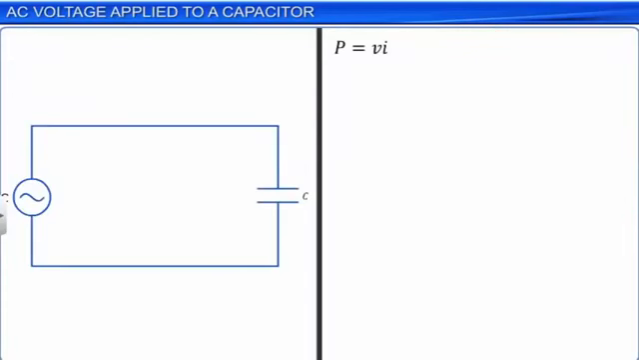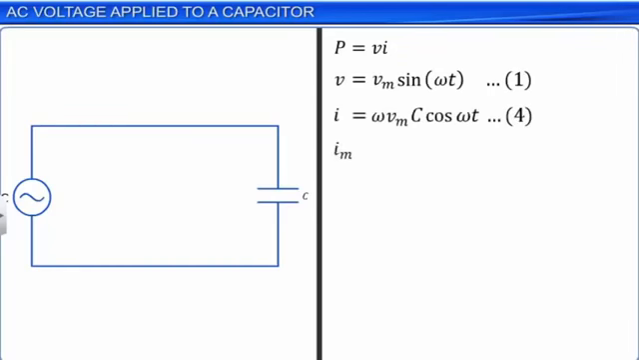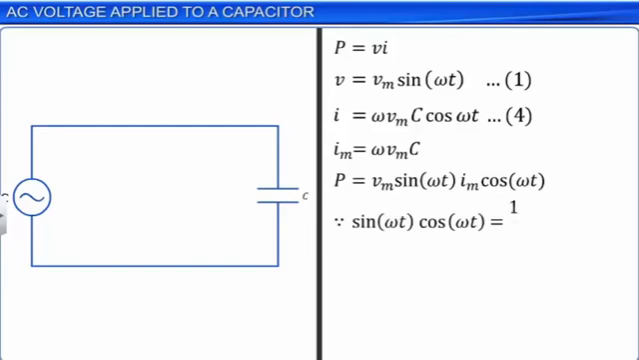Let us now try to look at power dissipation through the capacitor compared to resistance. The instantaneous power supplied, P, to the capacitor is denoted by the product of voltage with current through any circuit element. Using equations 1 and 4 and the relation Im is equal to omega Vm C, we get P is equal to Vm sin omega t into Im cos omega t. Since sin omega t into cos omega t is equal to 1 by 2 sin 2 omega t, we get P is equal to Vm Im by 2 into sin 2 omega t. Let this be equation 9.